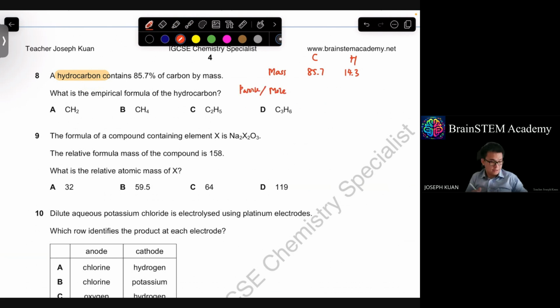So simply take these numbers and divide by the mass of individual elements. So divide by that, you get 7.14. This one you get 14.3. So it seems like a 1:2 ratio. So the answer is A for question number 8.